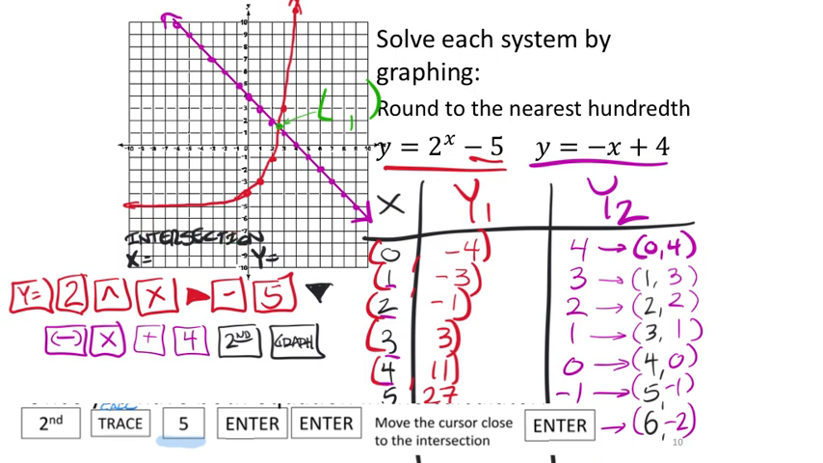I push second, trace, 5, enter, enter. Now, actually, mine is showing almost right next to that intersection, so I'm just going to push enter. I don't actually have to scroll over like I usually do. Mine was already showing about right there. And here's the values that it gives me. It's showing me these two values right here. Remember what it said up here? It said you got to round to the nearest hundredth, so that's what I'm going to do, and round both place values.